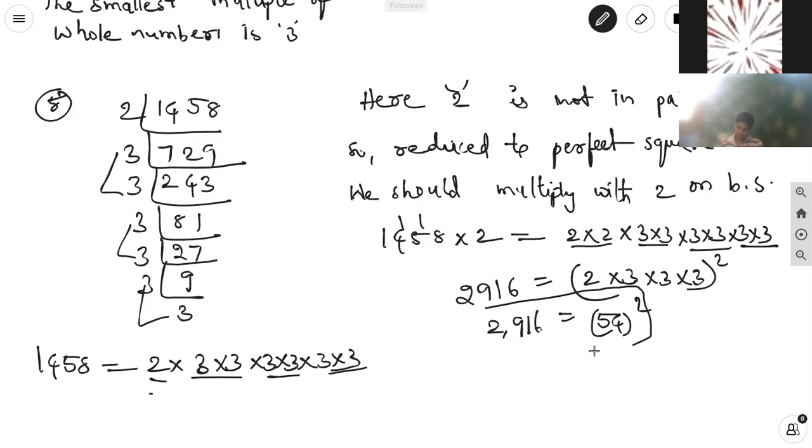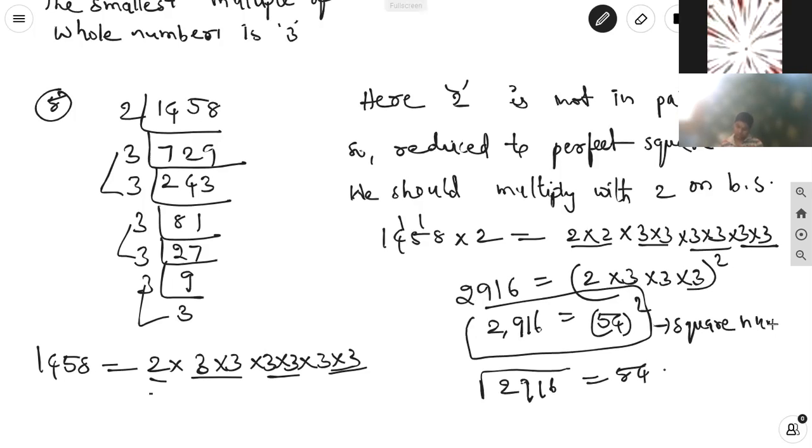So 2916 is the 54 whole square. Square root of 2916 equal to 54. Therefore, it is a square number.